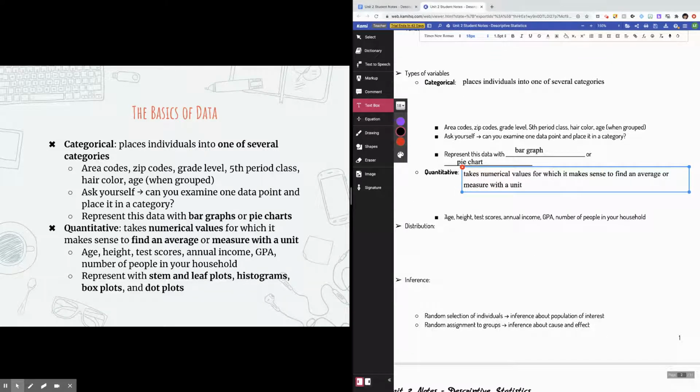Some examples that I gave you here are age, test scores, height, income, GPA, number of people in your household. There's lots of different ways to do that. And quantitative data is represented with lots of different types of charts. The most common ones are stem and leaf plots, histograms, box plots, and dot plots.